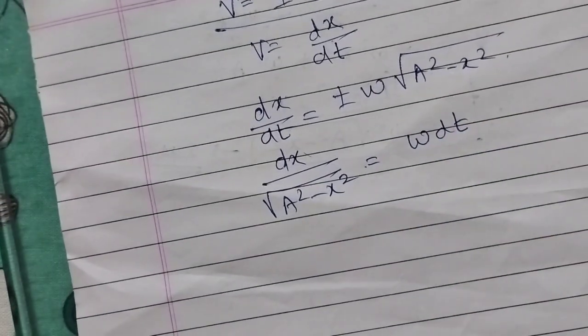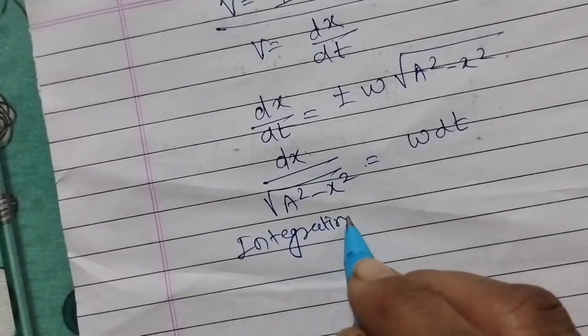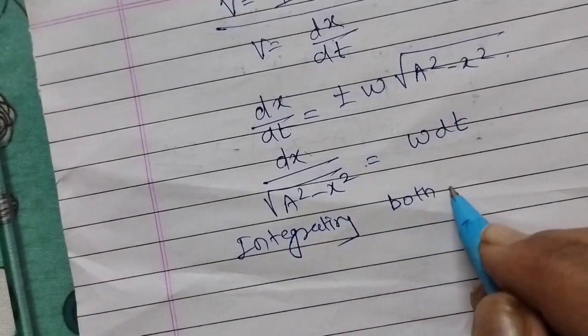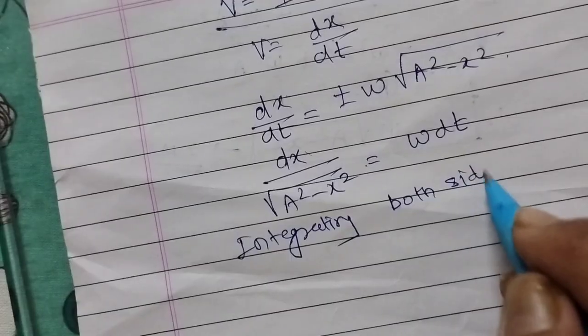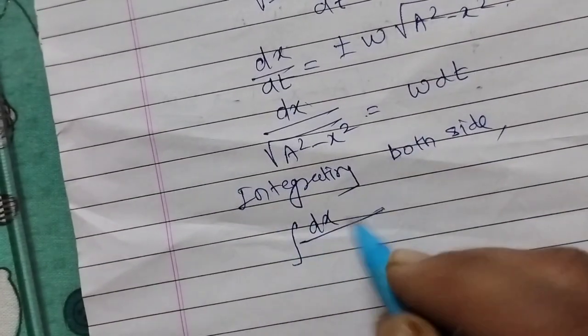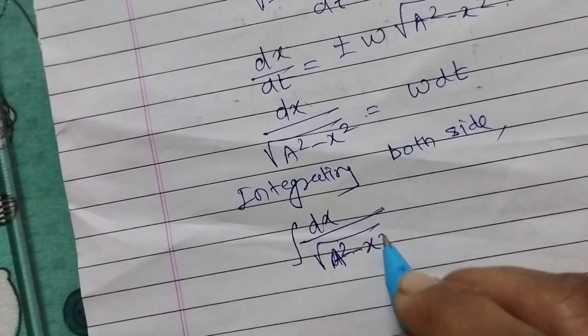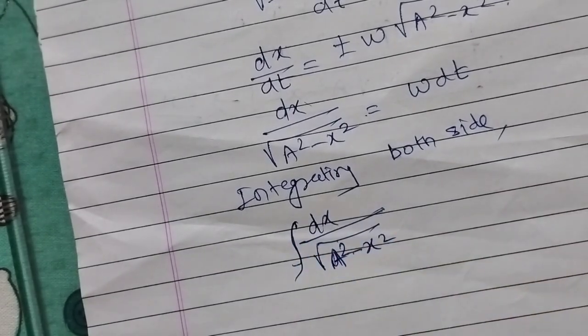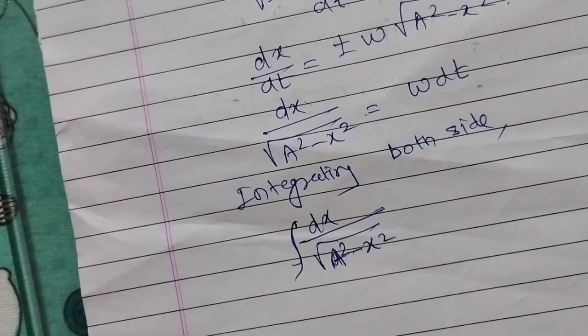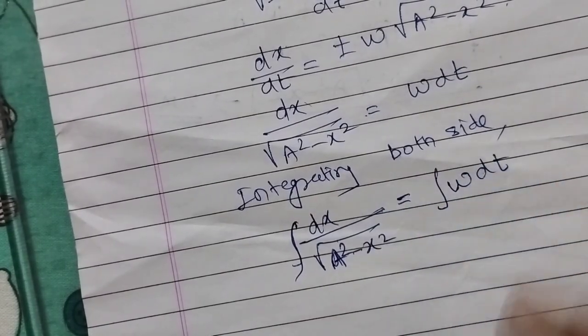Again you have to take the integration. So integrating both sides, you have to write it, integrating both sides. Mention all the steps over here. So integration of dx upon under root of a square minus x square, a can be capital or small depending upon the thing, that will be equals to integration of omega into dt.